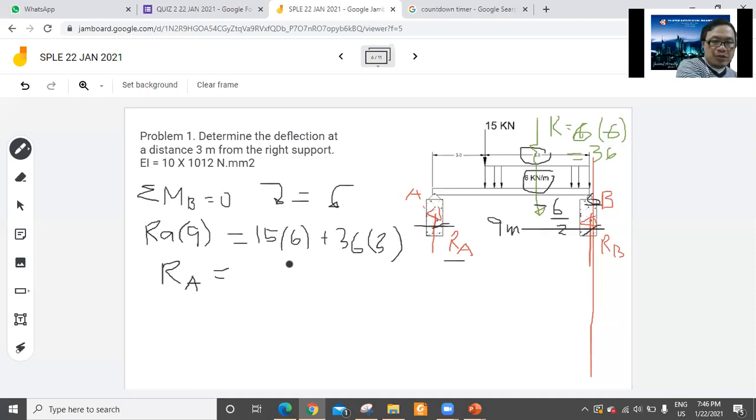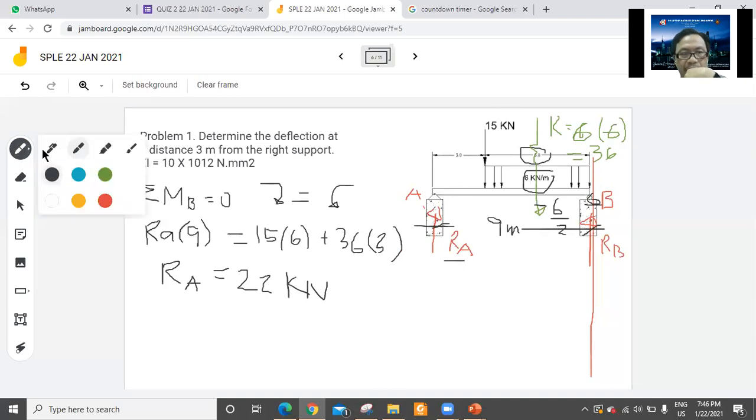Is that 22? Yeah, it's 22. Okay, so this is 22. Kindly check, and let me know if there is a mistake. 22 kilonewton. Okay, 22 kilonewton. So if you have 22 kilonewton, then we can calculate here, or we can draw out the diagram.